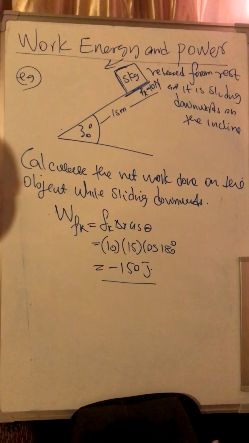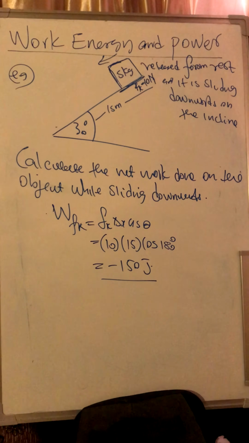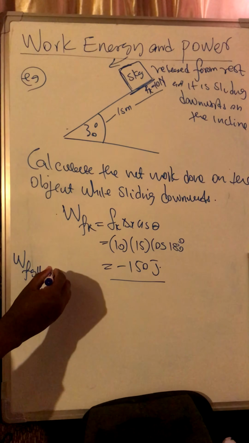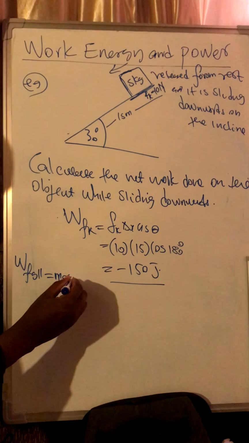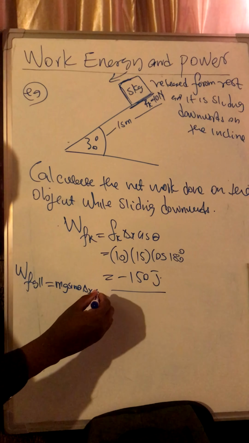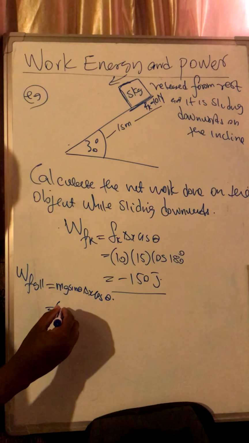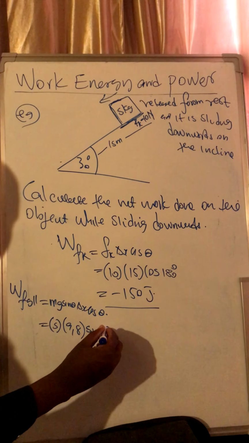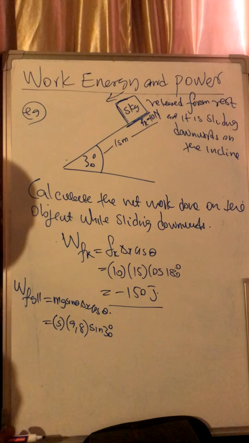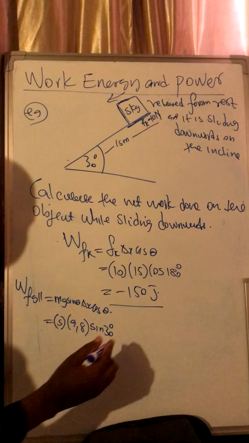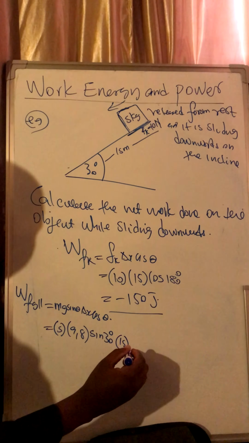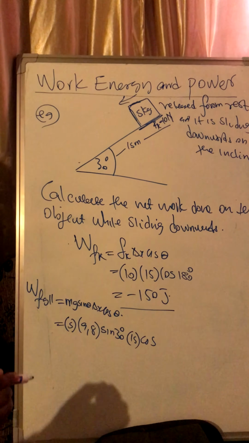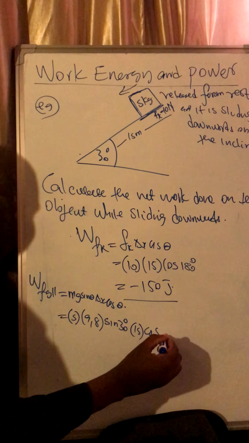So what is the other force we are having? It's on the incline. We must have FG parallel. So work done by FG parallel is equal to mg sine theta change in x cos theta. What is the mass? 5. 9,8 sine 30 degrees. Okay. 15 cos. It will be cos what? This object is moving downwards and FG parallel moving downwards. That means it must be cos 0.